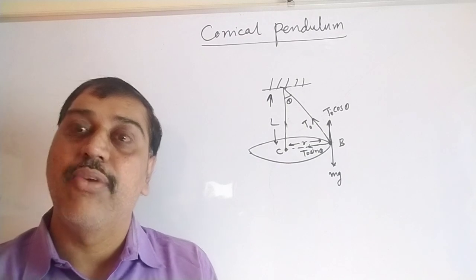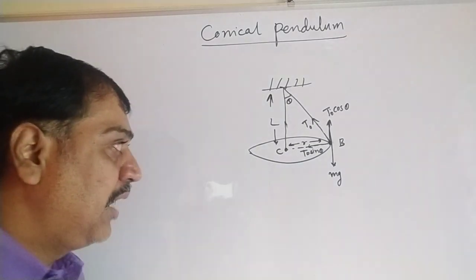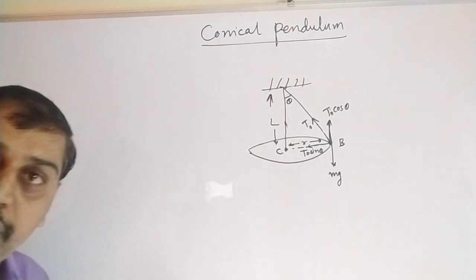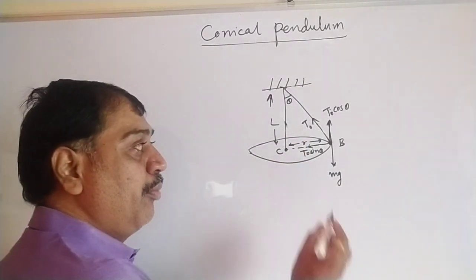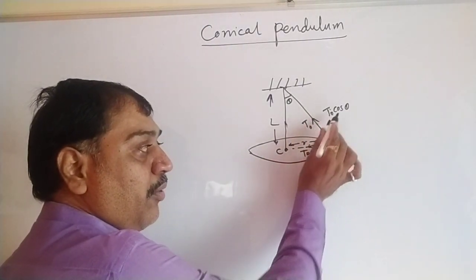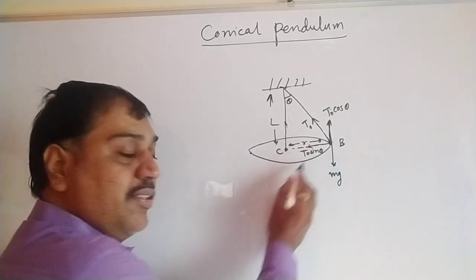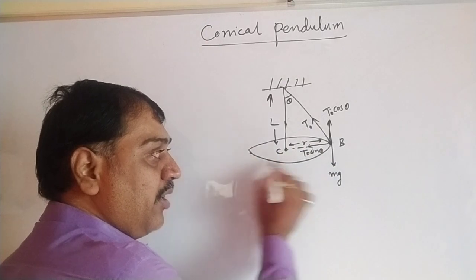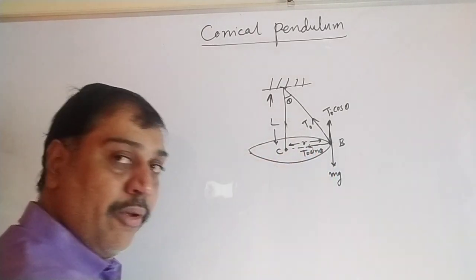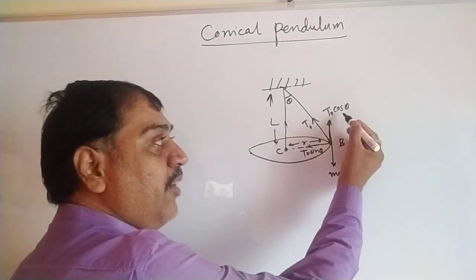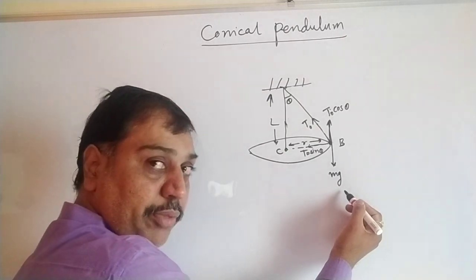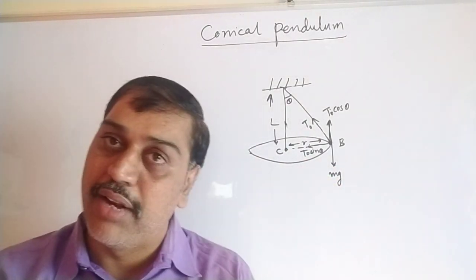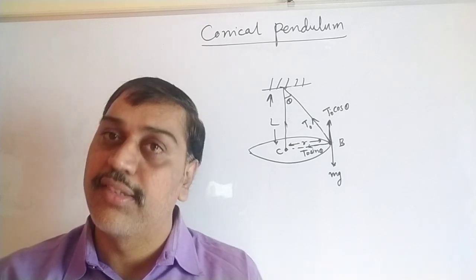Now when this conical pendulum performs its motion, let us resolve this tension T0 into two components. The vertical component is T0 cos theta, and the horizontal component is T0 sin theta. C is the center of this horizontal circle whose radius is small r. This T0 cos theta balances the force mg, and this T0 sin theta provides the necessary centripetal force required for this horizontal circular motion.